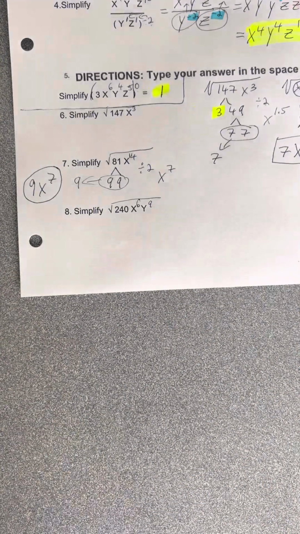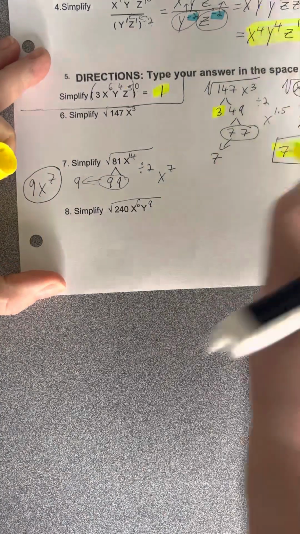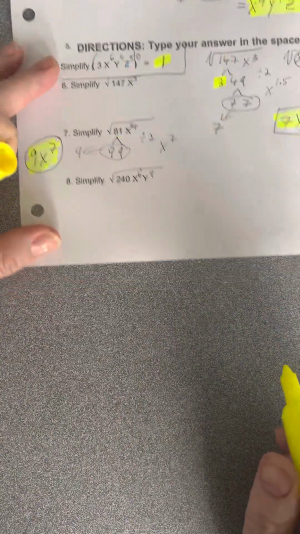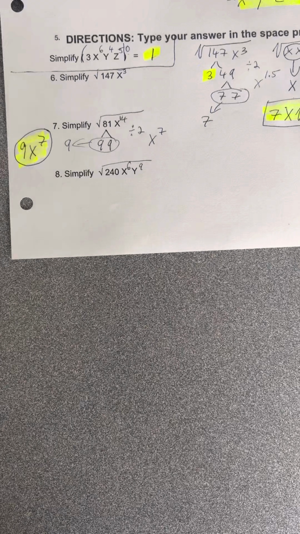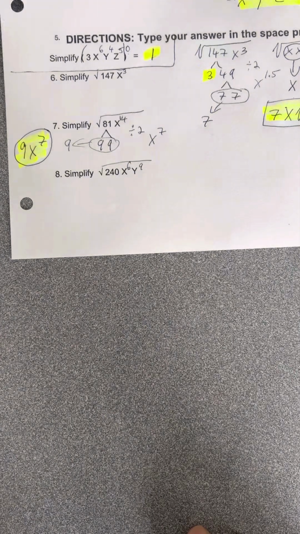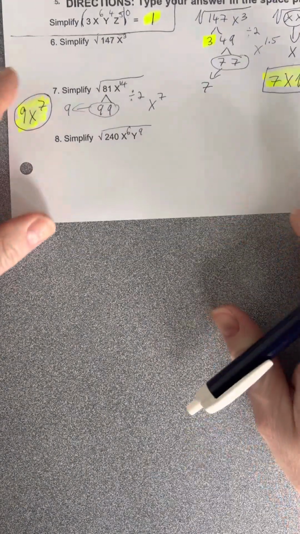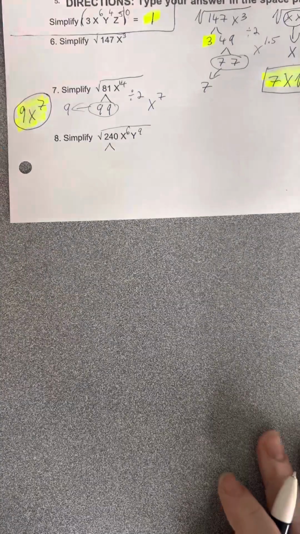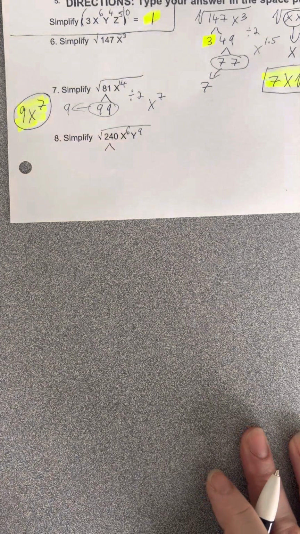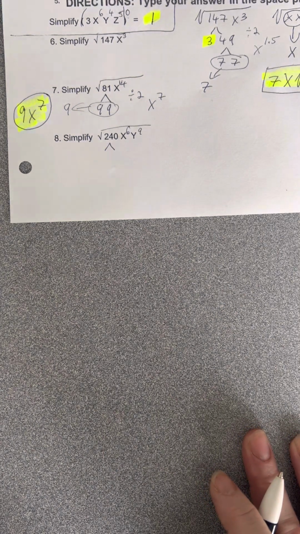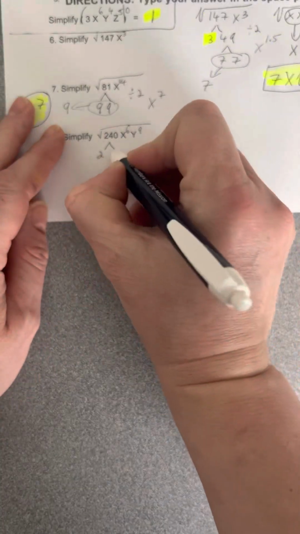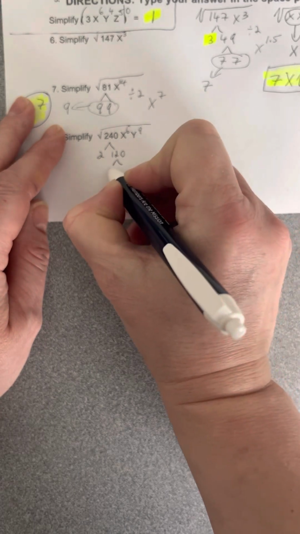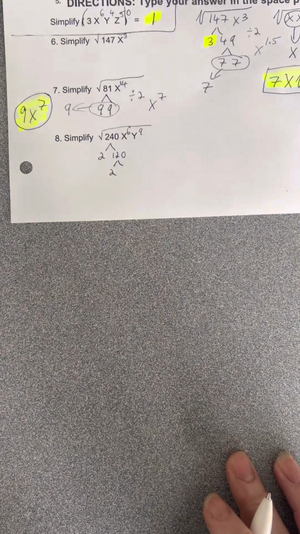All right, let me highlight the answers. All right, one more. So this is the longest one. Yes, there's other ways to do this, but I'm just going to stick to this with the tree method. All right, 240 is even, so I'm going to divide. 240 divided by 2 gives me 120. Then 120 is still even, so I'm going to divide by 2 again.